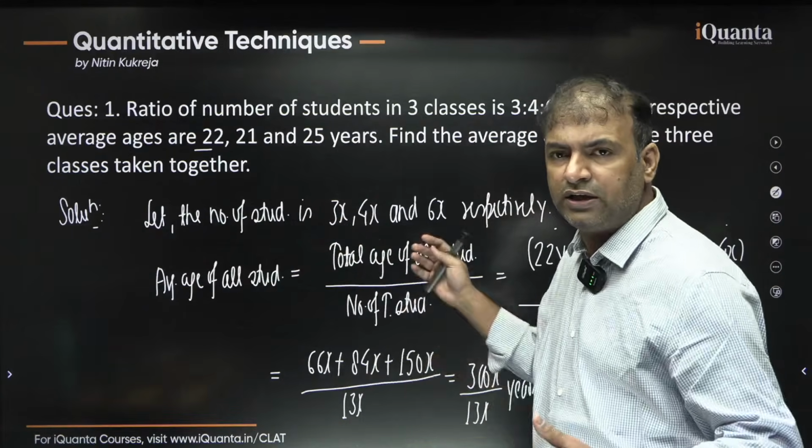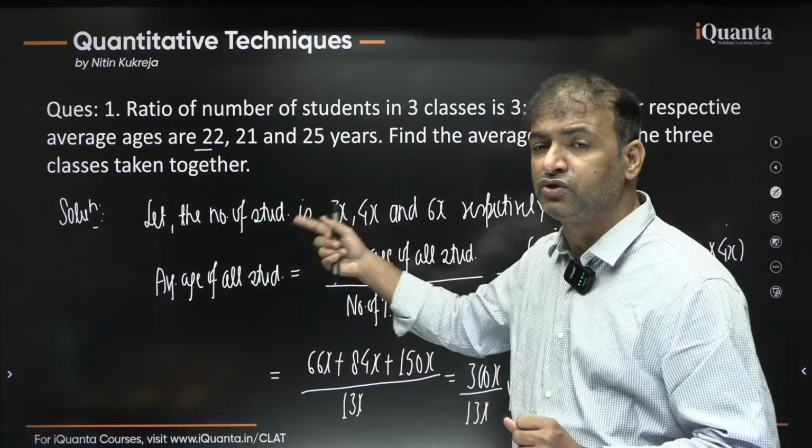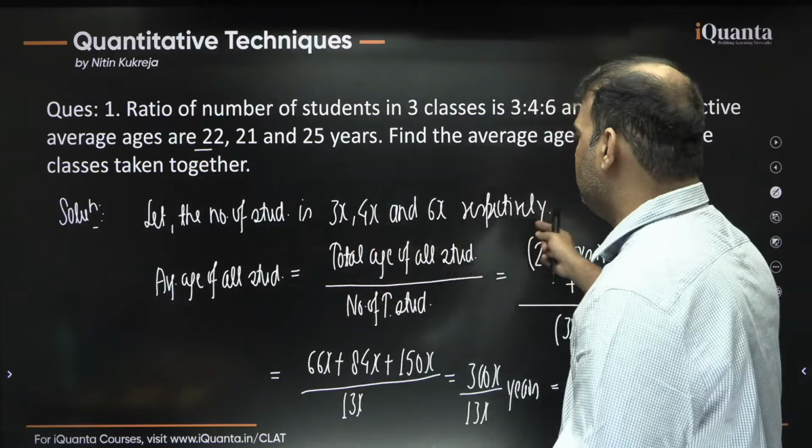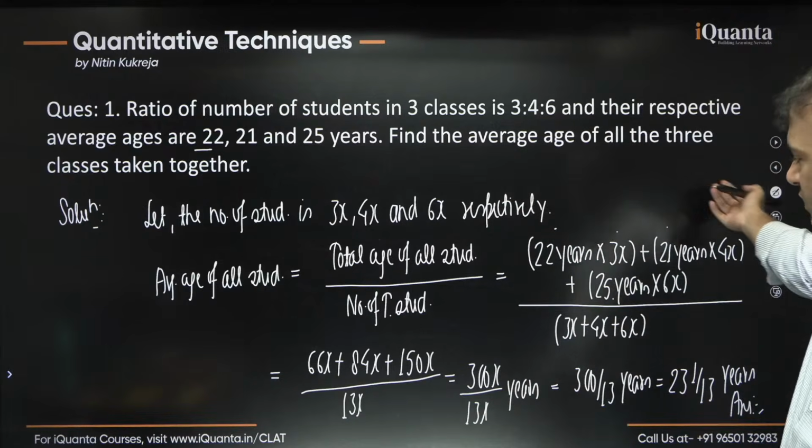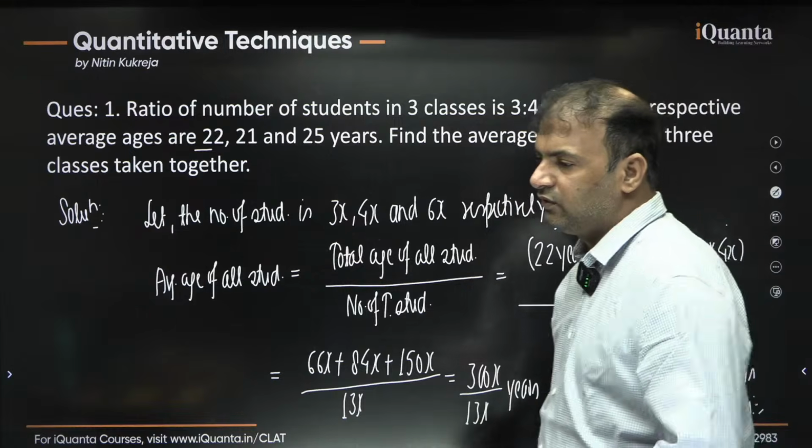We do not need to take x in this case when we are assuming the number of the students. Why? Because x is getting cancelled in the end. So yes, we can just assume 3, 4 and 6. We can save some time in terms of writing, okay?